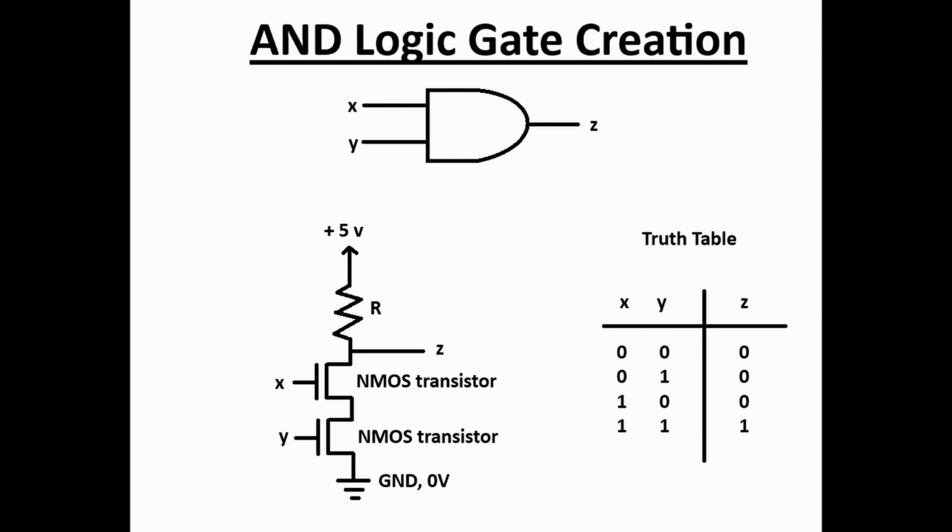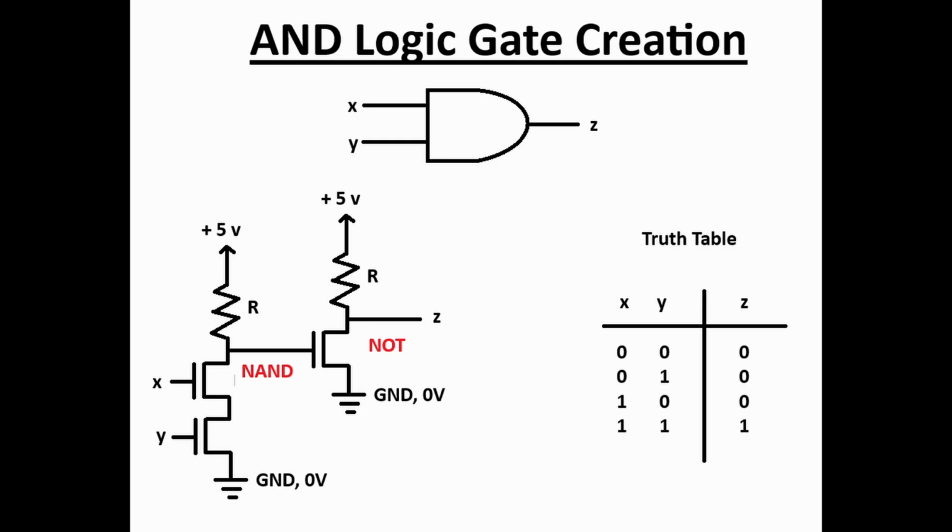But wait, that's not quite right. According to the AND gate truth table, we should get a value of 1 when both inputs are 1, not 0. It's the opposite of what we want. And this is true. We actually created a negation of an AND gate here called a NAND gate. This is easily fixed. We can cascade the output of the NAND gate with the NOT gate that we created to invert the output value, and the output will be exactly what we want for an AND gate.